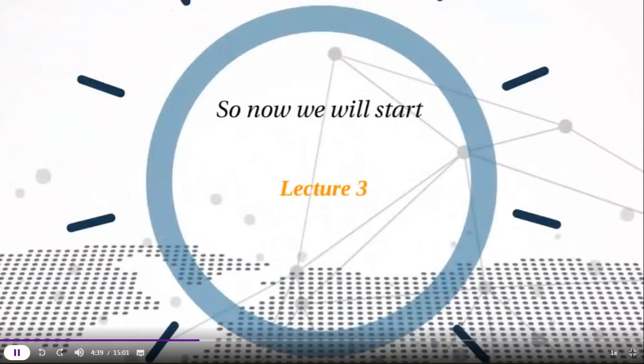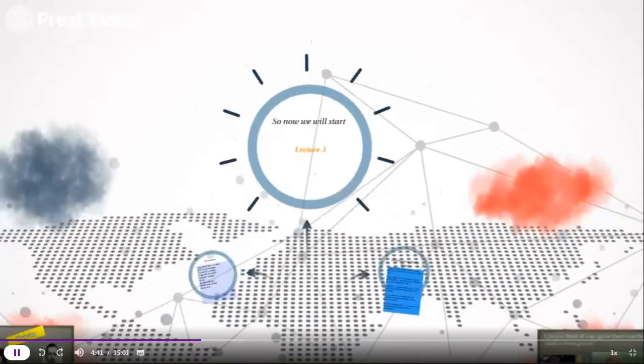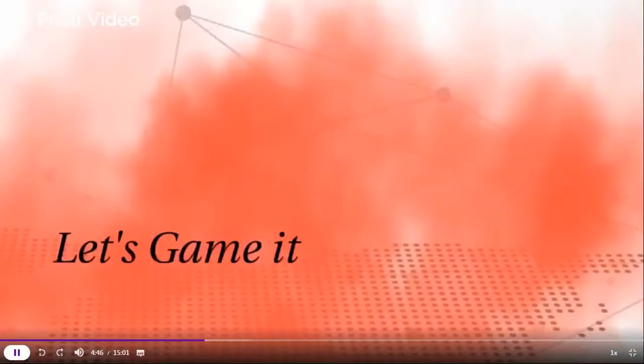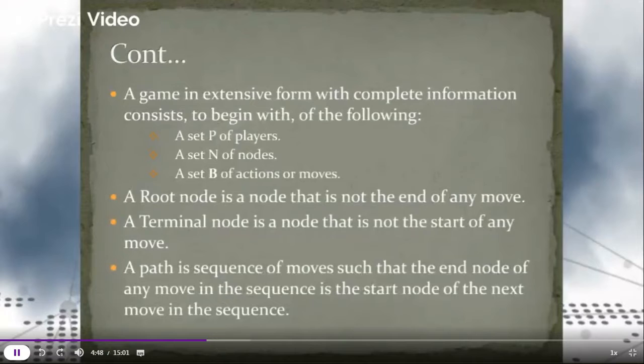So now we'll start the actual presentation. To start with, a game in extensive form with complete information consists of the following: a set of players, that can be 2, 3, multiple, but we'll deal with 2 players. A set of n nodes. What do you mean by node? We'll give an example and then we'll be able to understand it better. A set P of actions or moves.